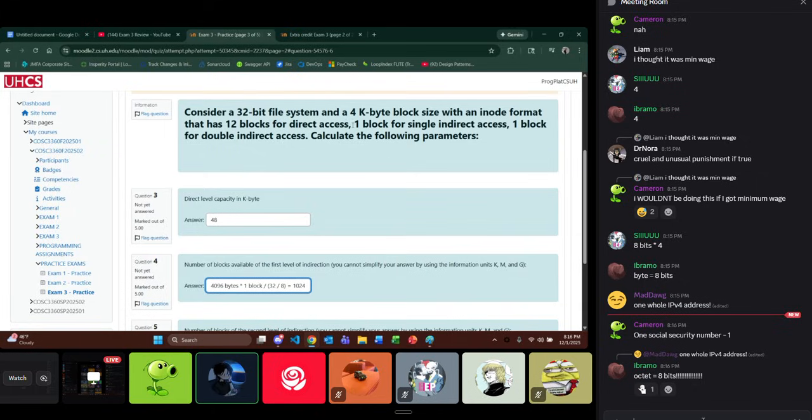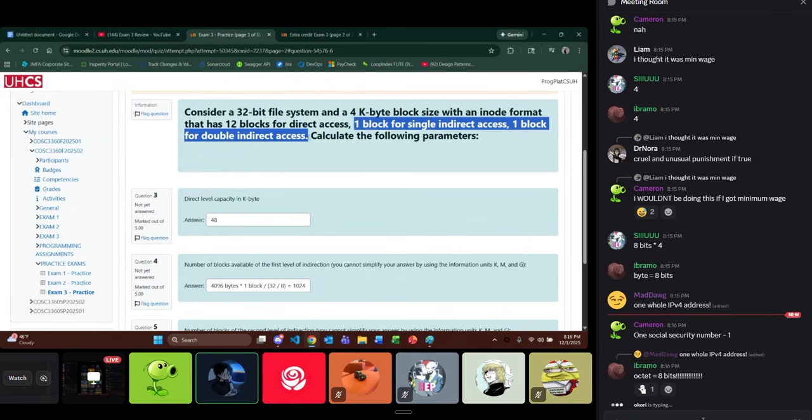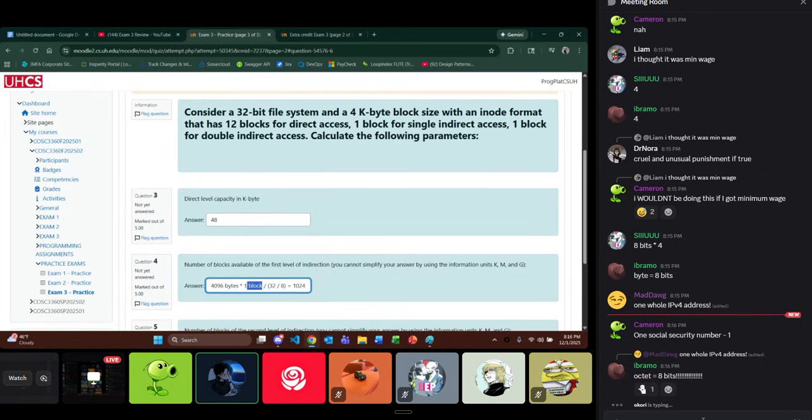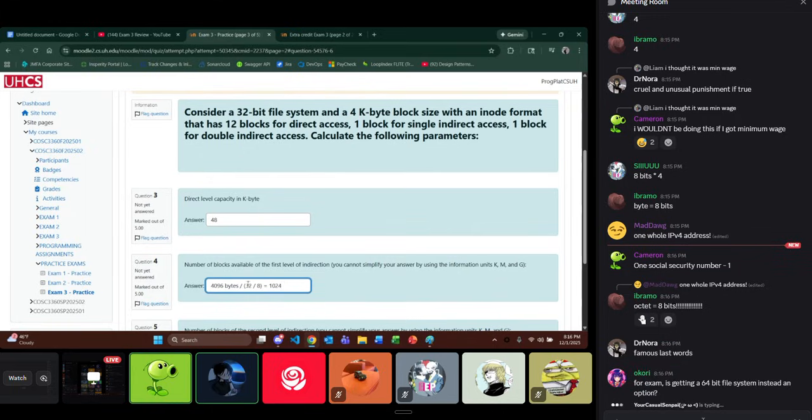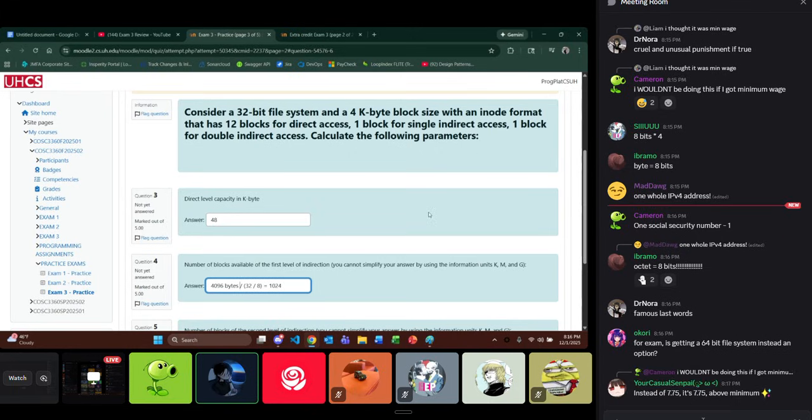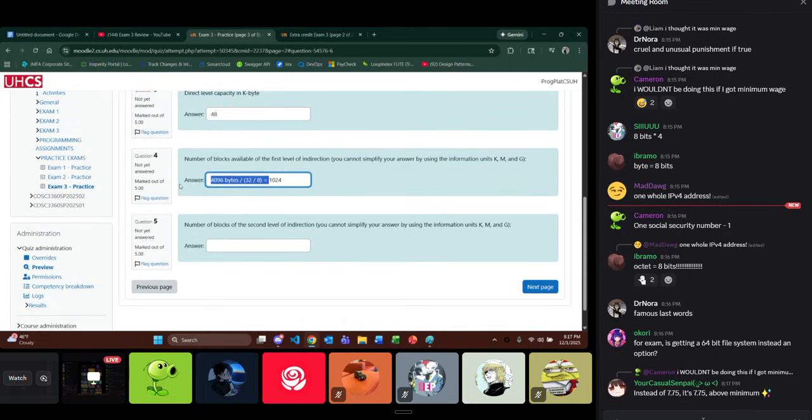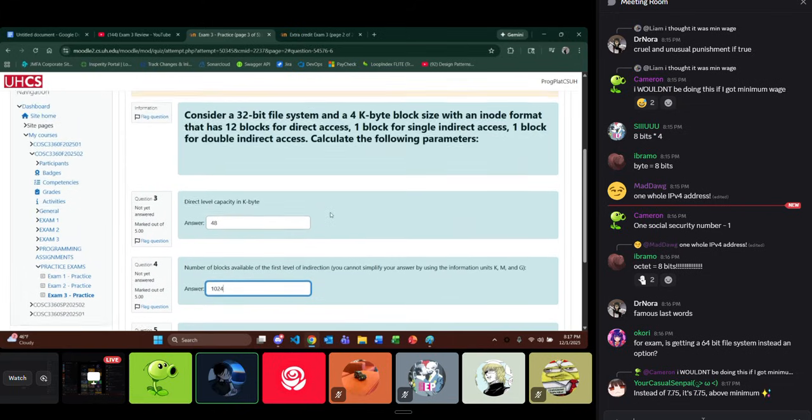And honestly, for simplicity, you can safely assume that this is always going to be 1 block for single and 1 block for double. I don't think I've ever seen an exam so far where this number is not 1. So if this is easier for you, you don't have to even multiply anything. This is the formula to solve it. If Rincon puts another number here, still tell him just in case, like if it's 2, then multiply by 2, but I highly doubt it. Okay, but yeah, 1024. That is the number of blocks available.